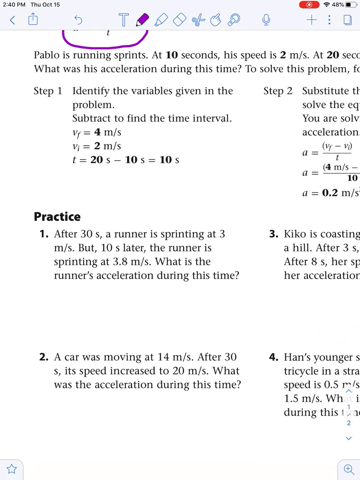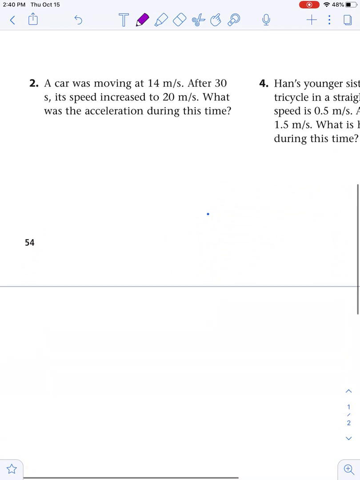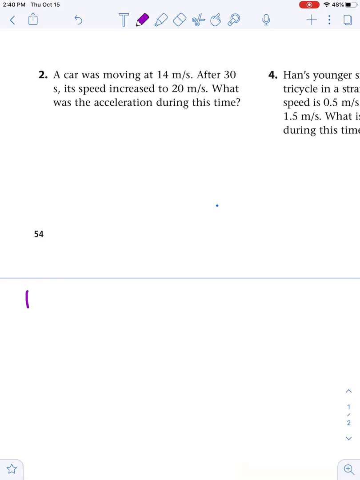After 30 seconds, a runner is sprinting at 3 meters per second, but 10 seconds later, the runner is sprinting at 3.8 meters per second. What is the runner's acceleration during this time? So during this 10 seconds, what is his acceleration? Okay? All right, so what I like to do is I like to draw it out.